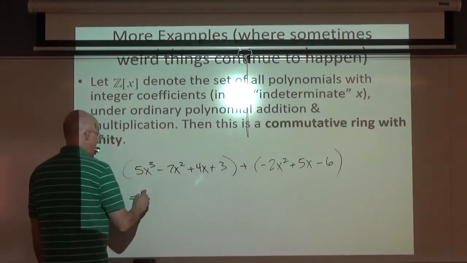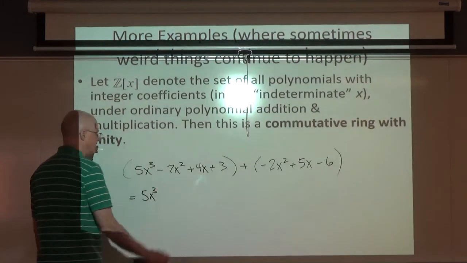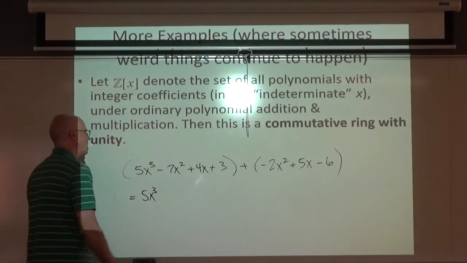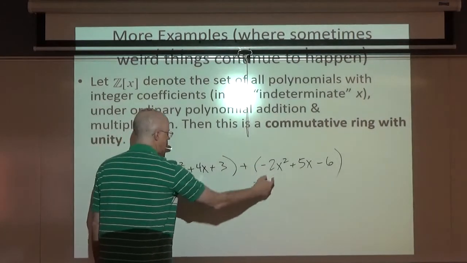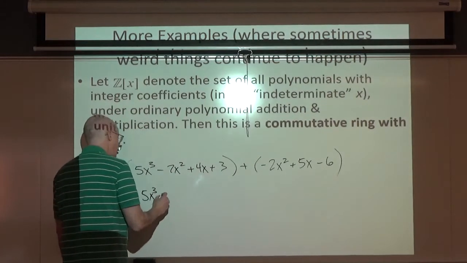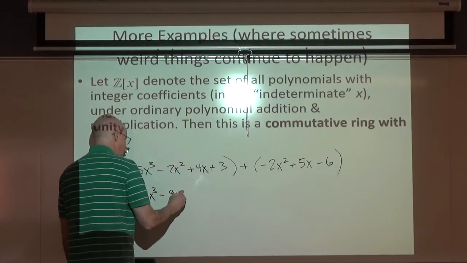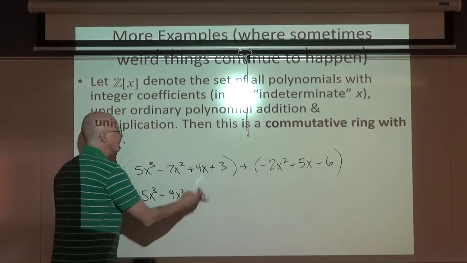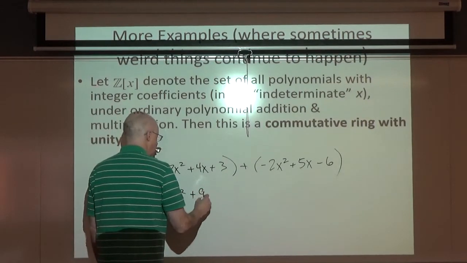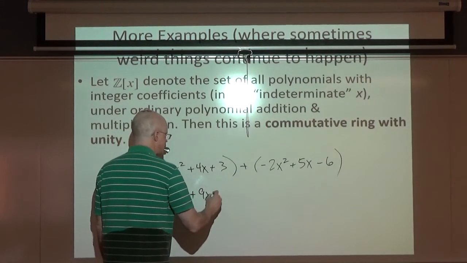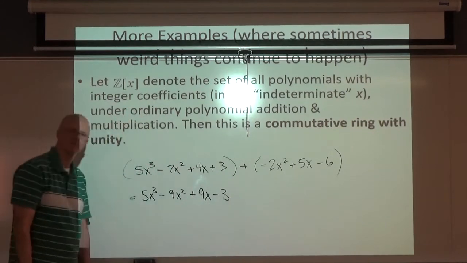Combine like terms. You've got the 5x cubed being the only x cubed term. The x squared terms are the negative 7x squared and the negative 2x squared. You combine those, you're going to get, as you would think, negative 9x squared. 4x and 5x do combine to give you plus 9x, and the 3 and negative 6 do combine to give you minus 3.